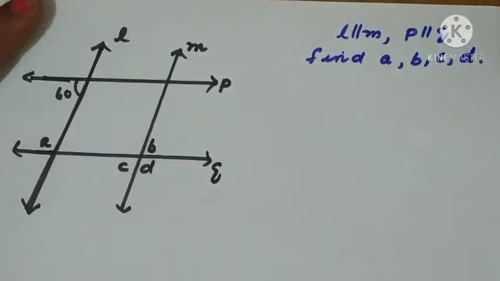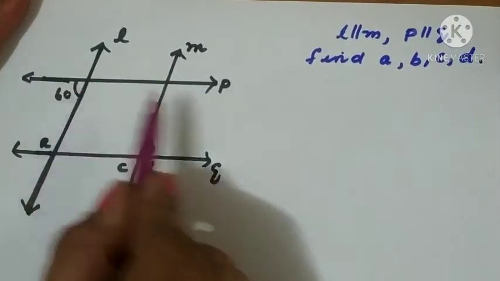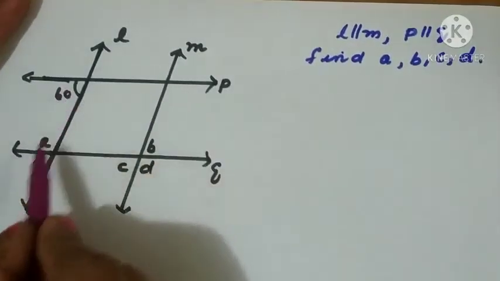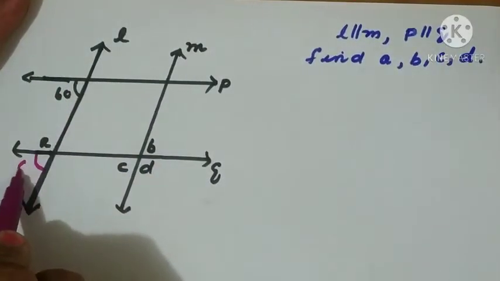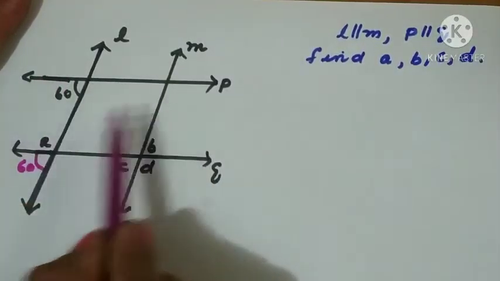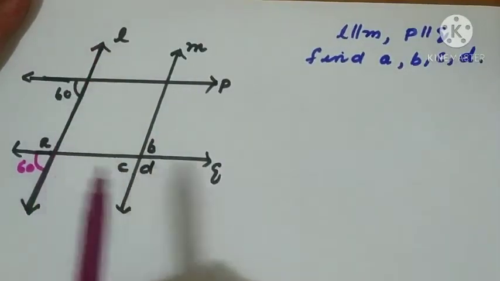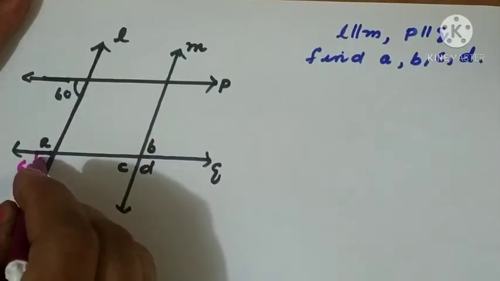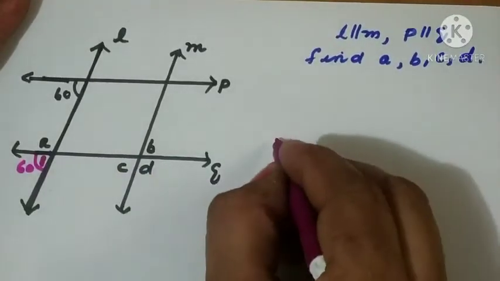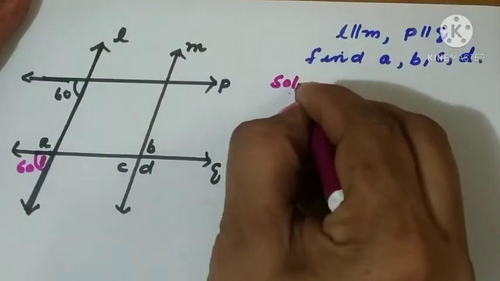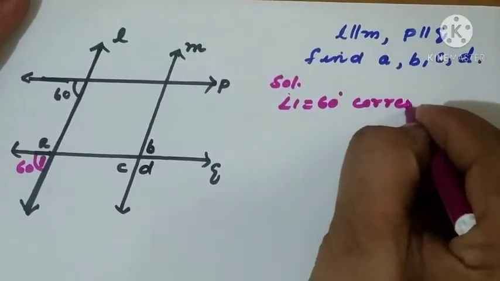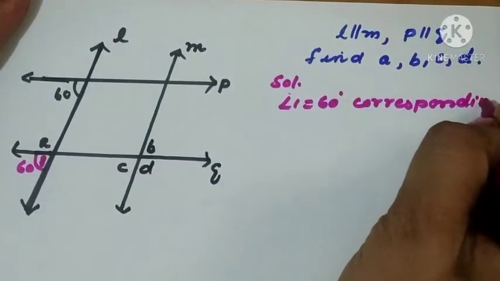That is the question. Now here, if it is 60 degree, then here also 60 degree only. What is the reason for this one? Corresponding angles, because P parallel to Q and L is the transversal. So here no number is given, so let me mark here angle 1. Angle 1 equal to 60 degree. Corresponding angles are equal.